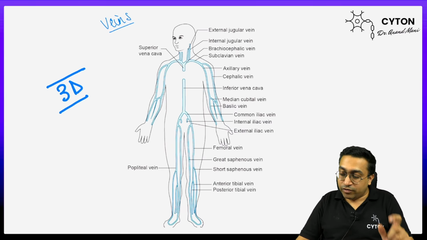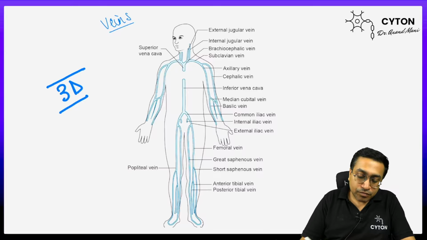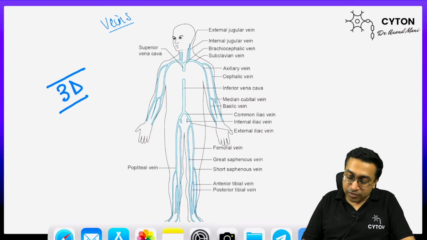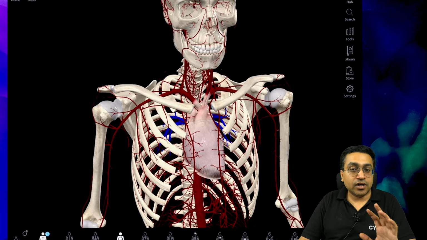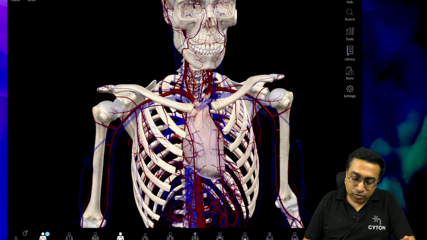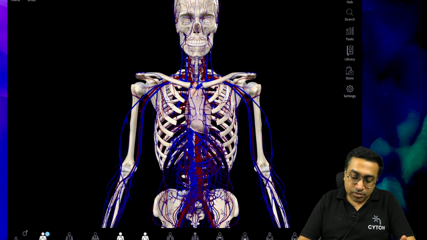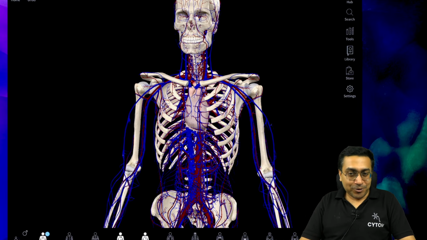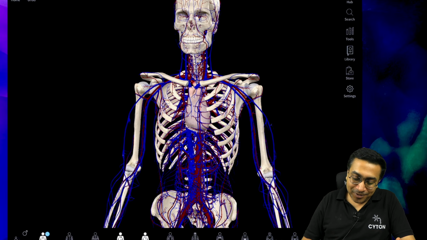Next we come on to the veins. Now veins become very easy for us because we have already discussed the arteries. Okay, so many similar names you will find. So if I just bring up the veins, what do you think? I should remove the arteries, right? Otherwise you will not be able to understand.